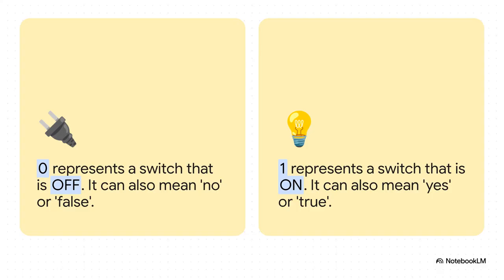Now, the real power of binary is how perfectly these 2 digits connect to the physical reality of electronics. See, a computer is just a collection of electrical switches. So a 0 can represent a switch that's off, no electricity flowing. And a 1, well, that's a switch that's on. It's a simple no or yes, false or true. It is the most basic, fundamental way you can represent information.